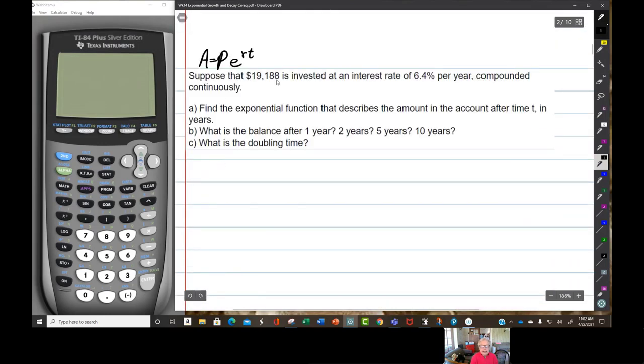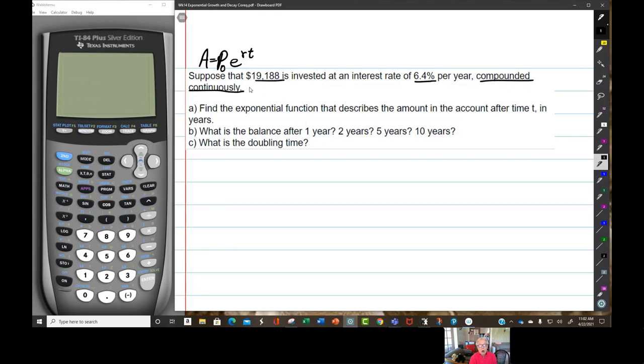Suppose that $19,188 is invested at an interest rate of 6.4% compounded continuously. Now, this tells you everything you need to know to set up the problem. P naught, and there should be a zero there. That's the way the book does it, and it really does belong there. That little sub-zero always means original or beginning.